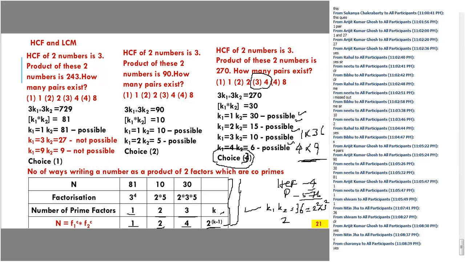What's the third question? You are talking of HCF of numbers is 3, product is 270 or not? Rupesh, which question are you talking of? HCF is 3, product is 270 or not? It has 4 pairs or not? 1, 30; 2, 15; 3, 10; 5, 6, not 4, 6.